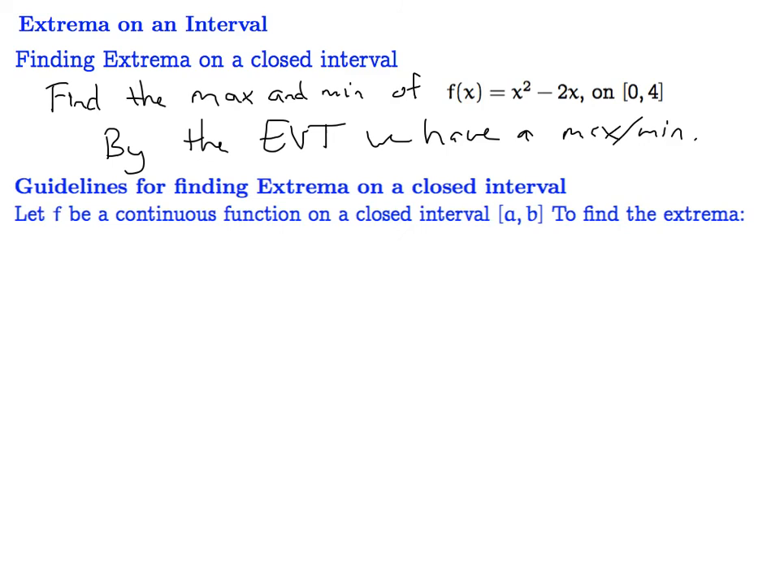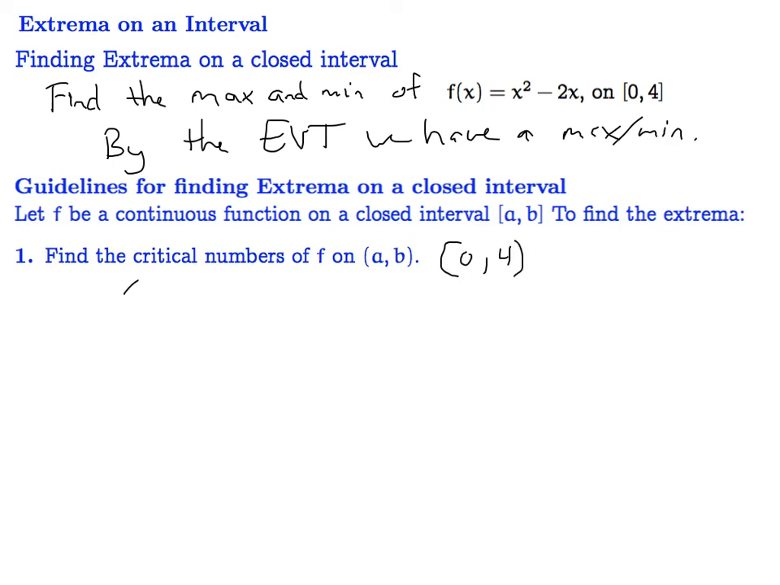The first thing we need to recall is, where could these maxes and mins occur? And remember that maximums and minimums could occur at these critical points. So what we want to do is find our critical numbers on this interval a to b, and in this case our interval will be 0 to 4.